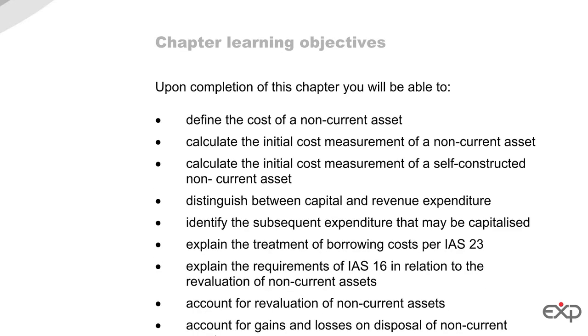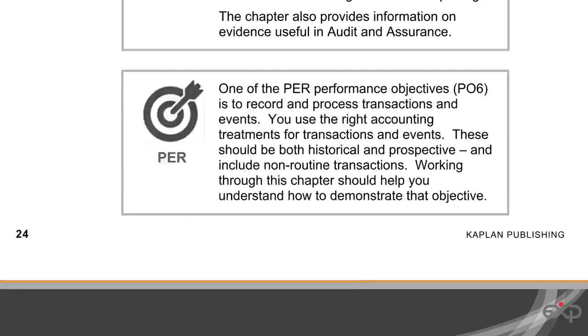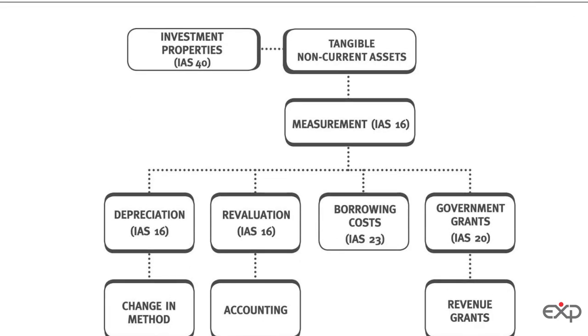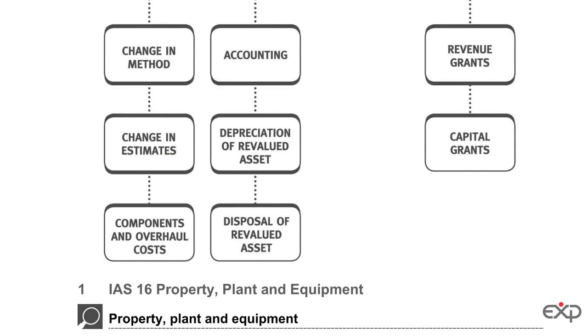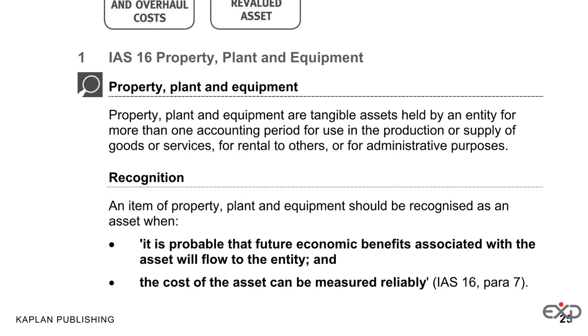Now let's start first of all by considering the topics that we've just mentioned, which are the measurement, that's the initial cost, the depreciation and the revaluation. Now you'll notice that all of these are covered by IAS 16. You do not need to know the standard number or name, but you do need to be aware that IAS 16 covers property, plant and equipment, and you're going to see this abbreviated commonly as PPE in your exam.